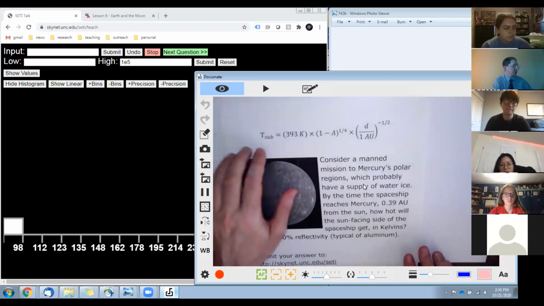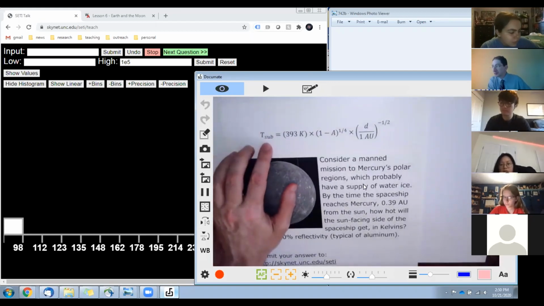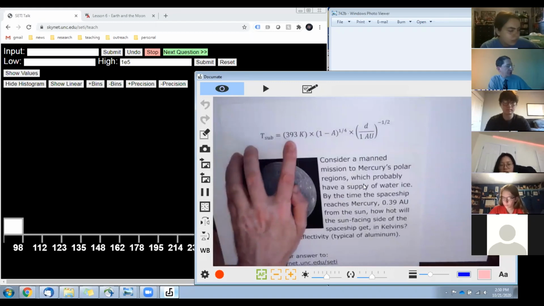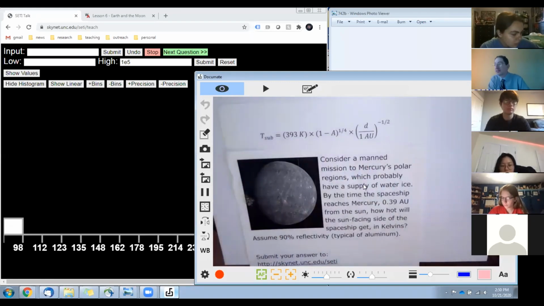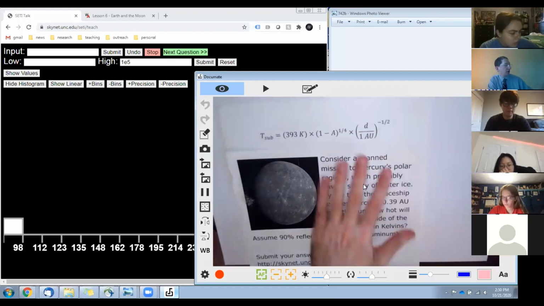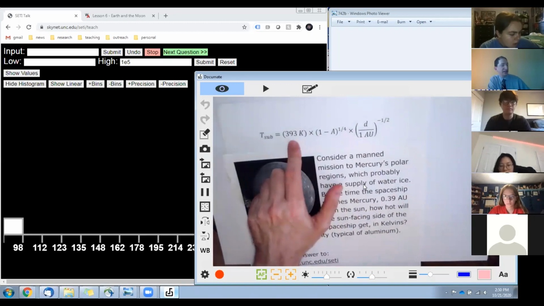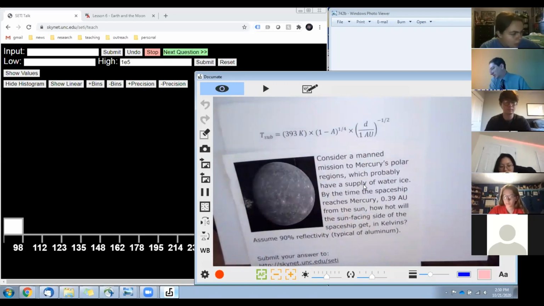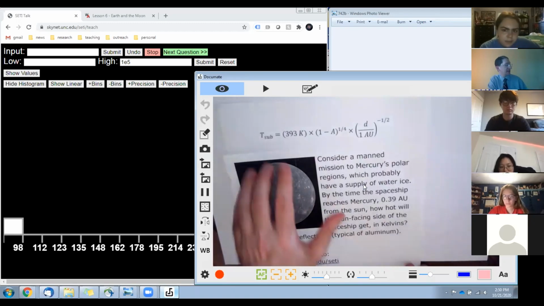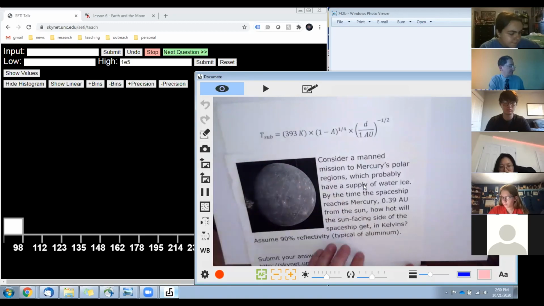In this case, I'm asking you for the subsolar temperature, the temperature facing the sun, and it's 393 times this stuff. If it's the other case, a rapidly rotating or sufficiently atmospheric world, it's the other equation. All this stuff's the same. It's just the coefficient's different. It's, what is it, 278, something like that, I believe, as the other coefficient. Okay, this is the subsolar temperature, so that coefficient.